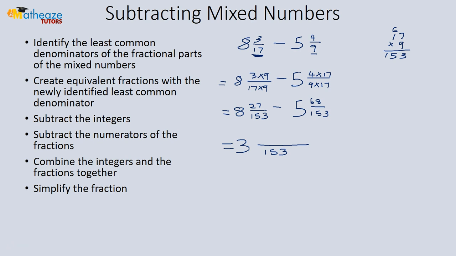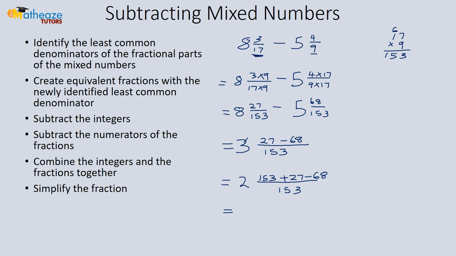And now we can subtract the numerators. So we have 27 minus 68. Because 27 minus 68 will give us a negative number, what we're going to do next is borrow from 3. So cross that out, and it becomes 2. The one that we borrowed represents 153 over 153. So what we're going to end up doing is adding 153 plus 27 minus 68 over 153.